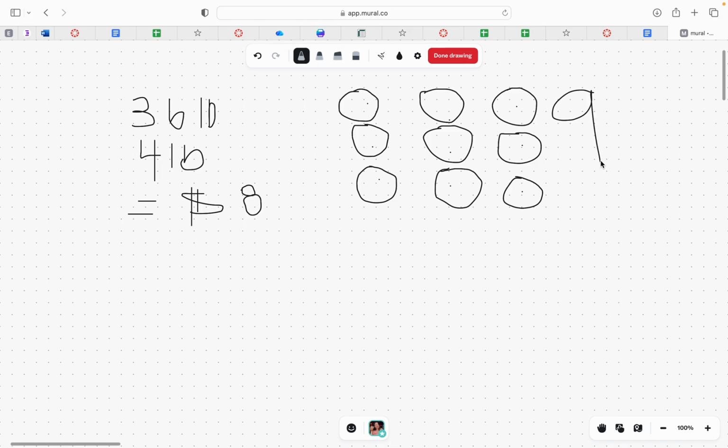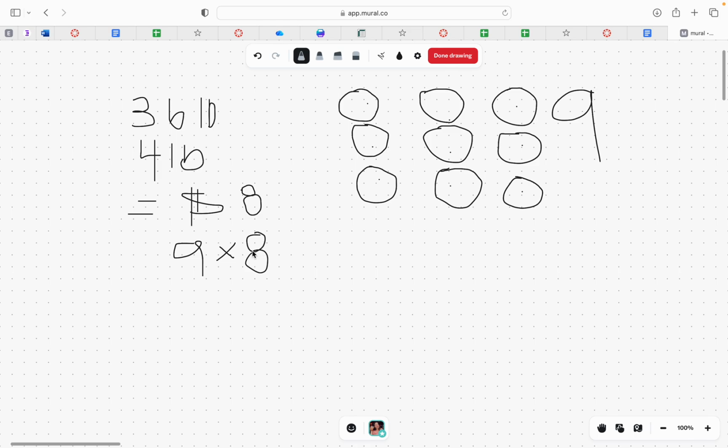So 36 pounds divided by 4 pounds per pie is 9 pies. And that's without using the division algorithm. We used groups to find that. So our next step is to find out how much money he collects. So he sells 9 pies each for $8. And so we're going to multiply these.